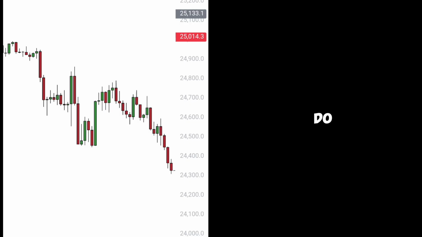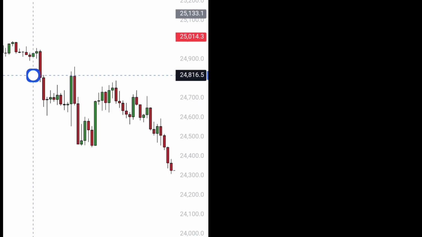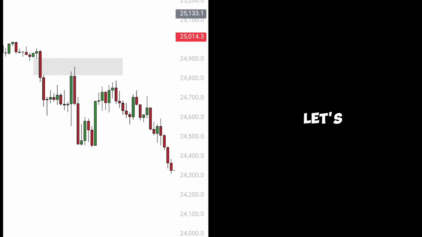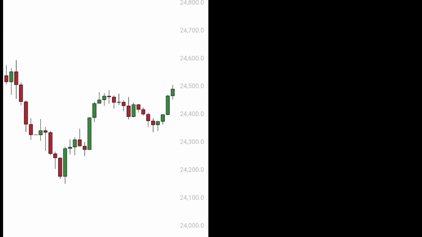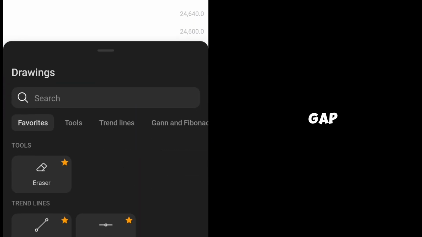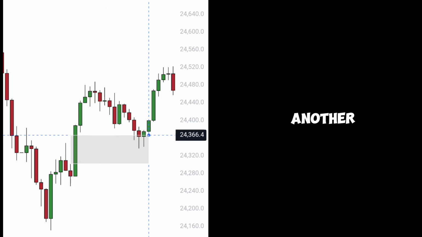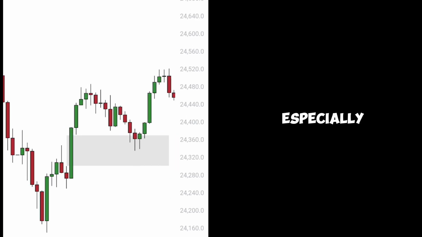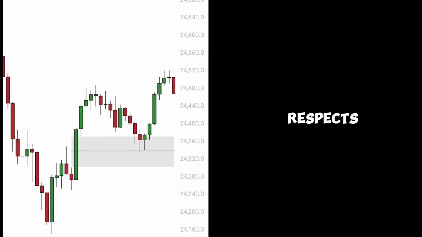Alright, so let's do a little bit of example here. Now, let's identify a few gaps. So you can see this is a gap right here. So let's see if we are going to see some other gaps here. All right, so here's another gap. Here's another gap. I want you to pay attention to how the market respects the gap, especially halfway the gap. You can see the market usually respects halfway the gap.